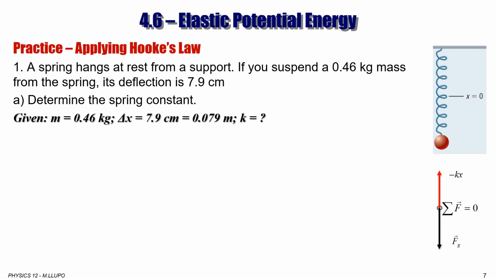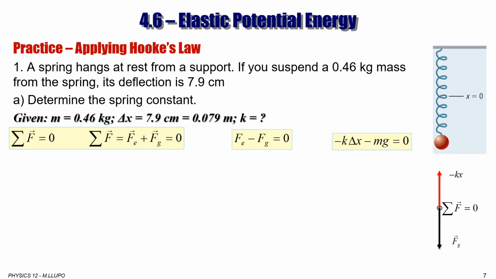So we can draw a free body diagram. Since it is in equilibrium, we can say that the force acting up is cancelled by the force of gravity, or the force of gravity is cancelled by the elastic force, whatever is easy for you. So we can say elastic force is positive up, minus Fg, which is negative, is down, is equal to 0. But elastic force is minus K delta X, so minus K delta X minus mg is equal to 0.